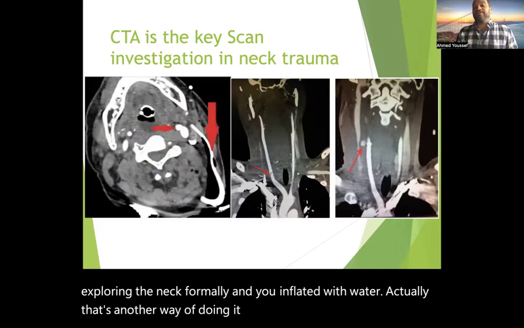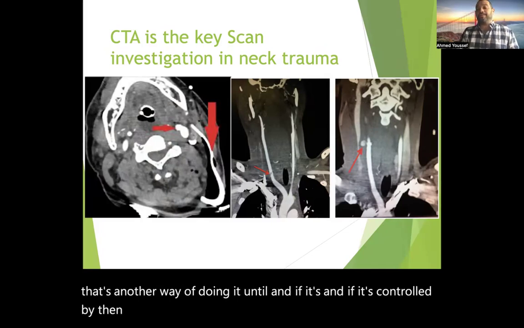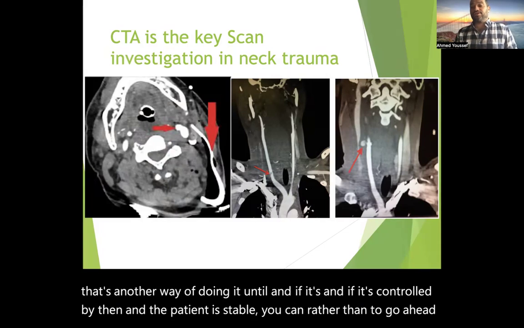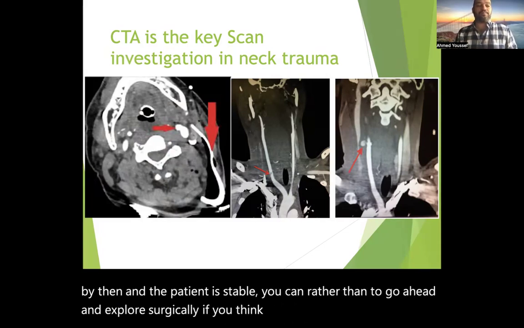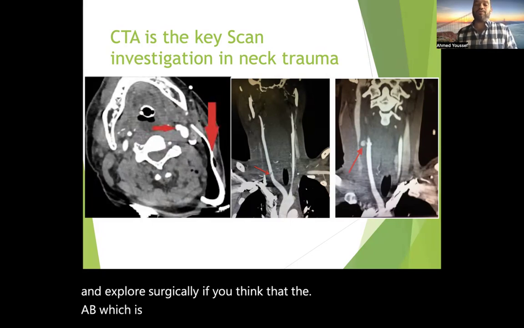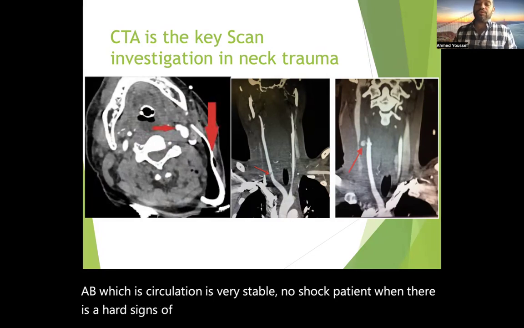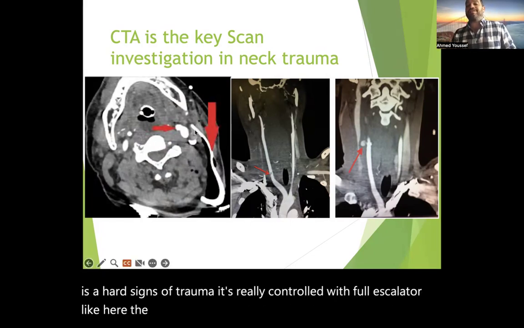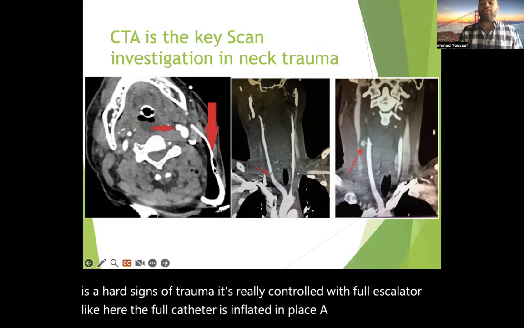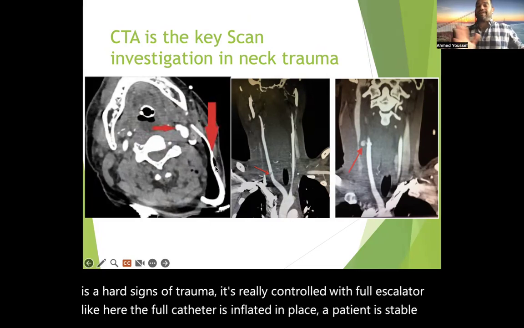Until then, if it's controlled and the patient is stable, rather than go ahead and explore surgically, you can consider that, if you think that B, which is circulation, is very stable, no shock. When there are hard signs of trauma and it's really controlled with the Foley catheter, like here, where the Foley catheter is inflated in place, and the patient is stable, it's always a dynamic process.